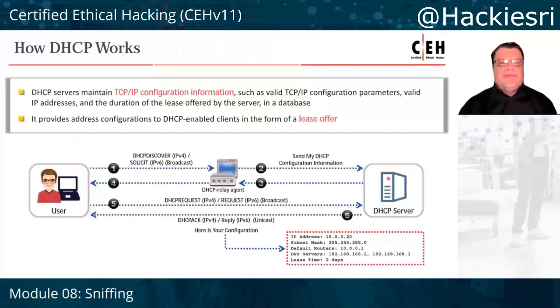How DHCP works. DHCP servers maintain TCP/IP configuration information, such as valid TCP/IP configuration parameters, valid IP addresses, and the duration of the lease offered by the server in a database. It provides address configurations to DHCP-enabled clients in the form of a lease offer. Once again, we have a diagram on the bottom that illustrates this process.